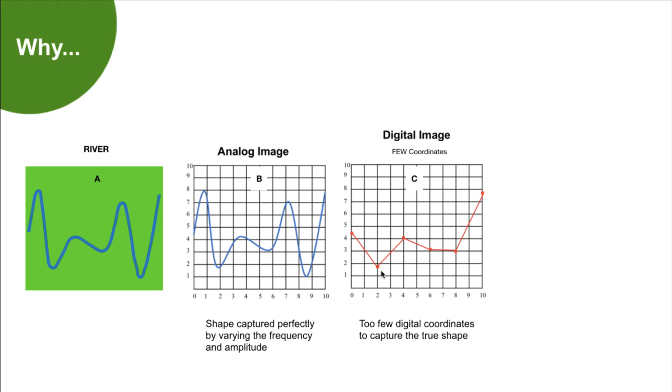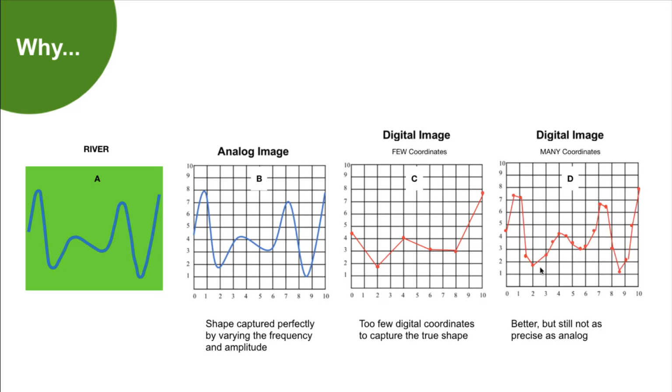But in this particular case, we took too few coordinates to really capture the true shape. And this happens often in digital. So we could just collect more and more coordinates, but as we do, it means that we take longer to transmit the information, and it takes up more storage on the other side. And even with all that done, it still doesn't look as good as the analog signal.